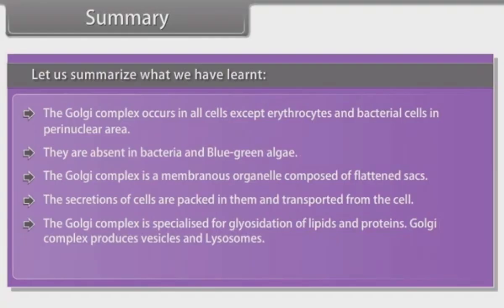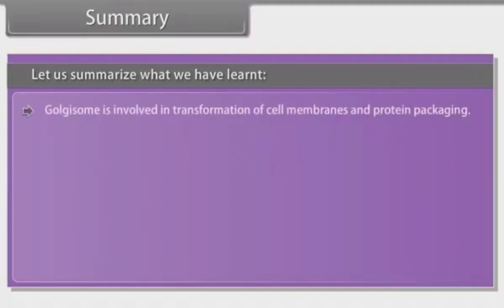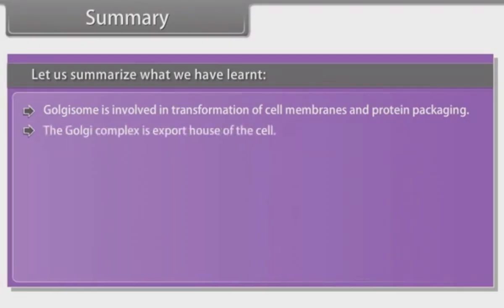Golgi complex produces vesicles and lysosomes. ETC is component of Golgi complex. Golgisome is involved in transformation of cell membranes and protein packaging. The Golgi complex is the export house of the cell.